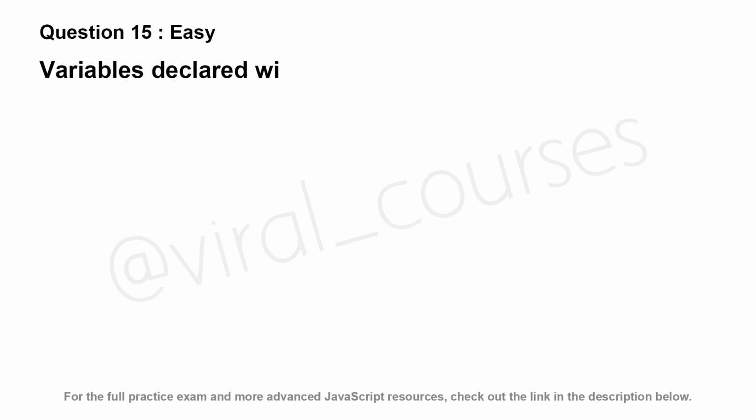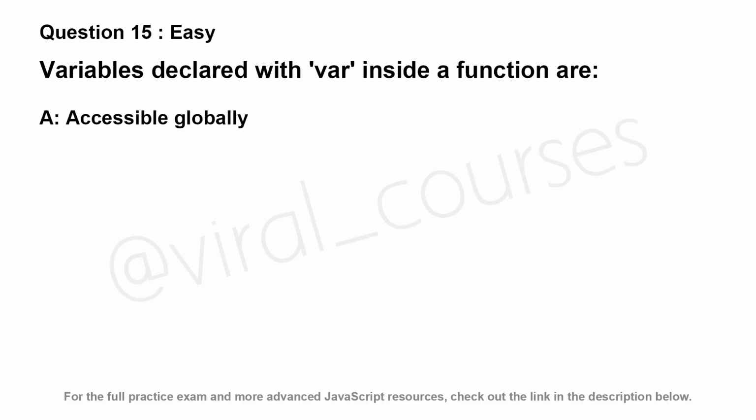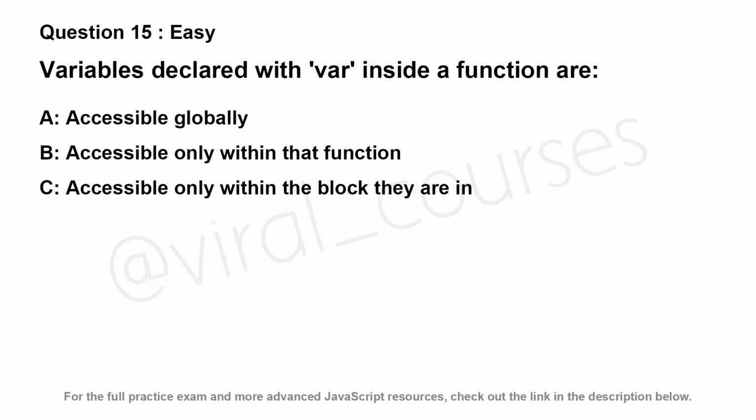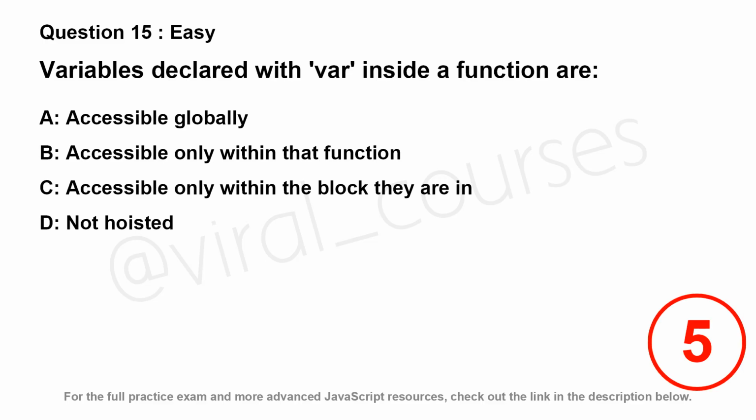Variables declared with var inside a function are: Option A, accessible globally. Option B, accessible only within that function. Option C, accessible only within the block they are in. Option D, not hoisted.